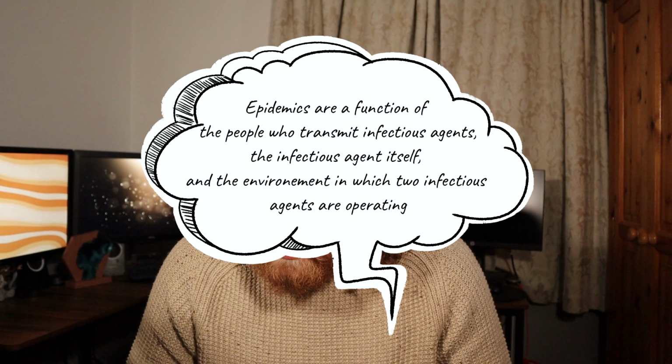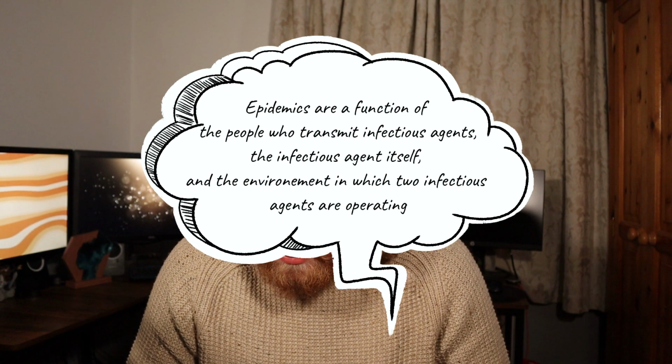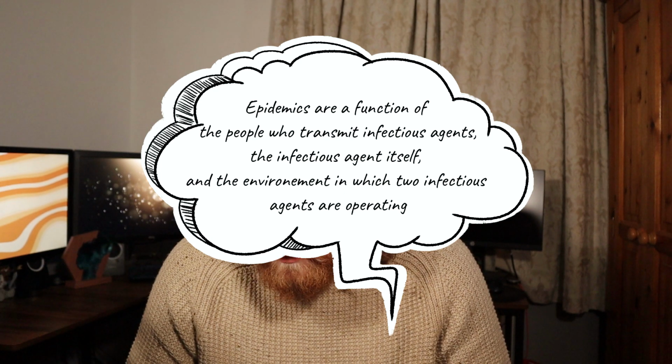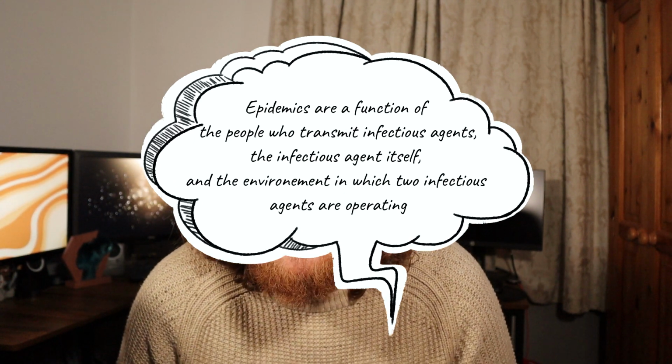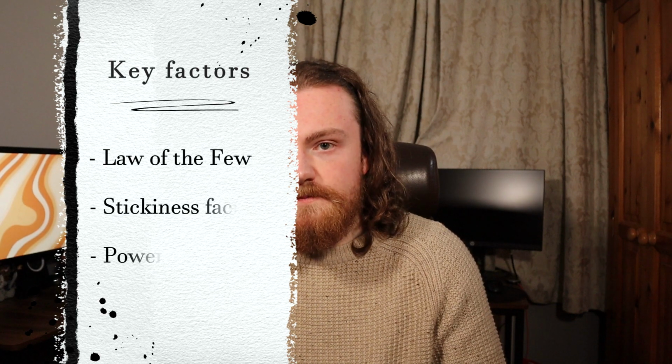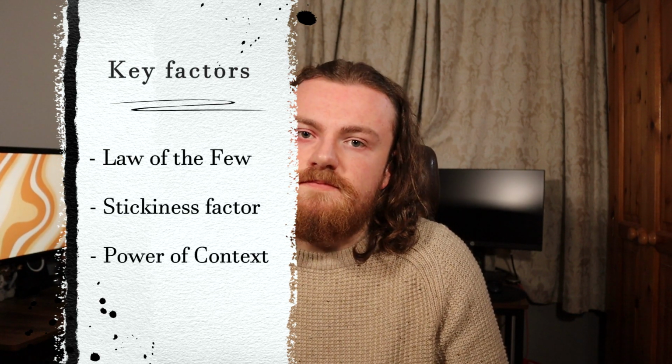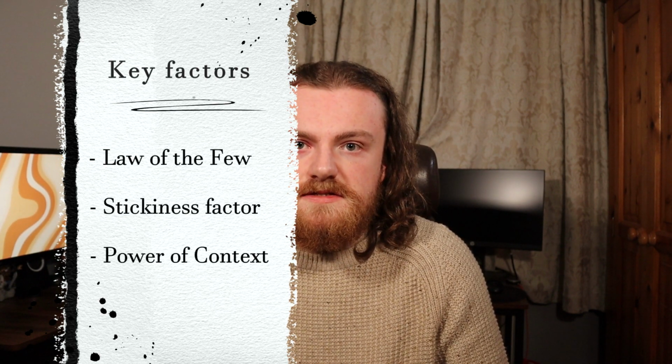The way that Gladwell describes epidemics, and I will just read directly from a quote here from the book, is: epidemics are a function of the people who transmit infectious agents, the infectious agent itself, and the environment in which the infectious agent is operating. This can almost be broken down into the categories of the book, which are what Gladwell sees as the key factors that create social epidemics, such as the law of the few, the stickiness factor, and the power of context.